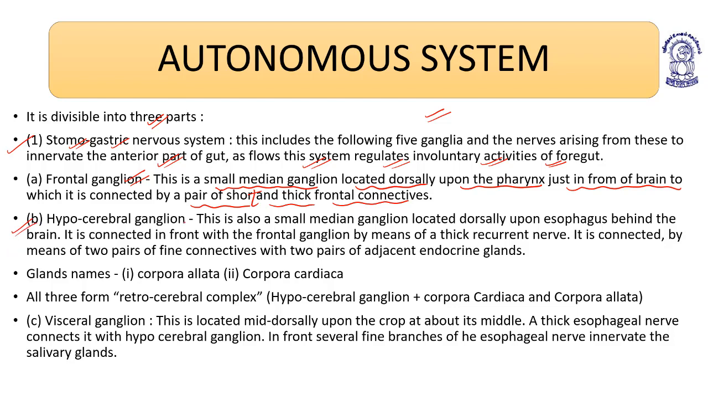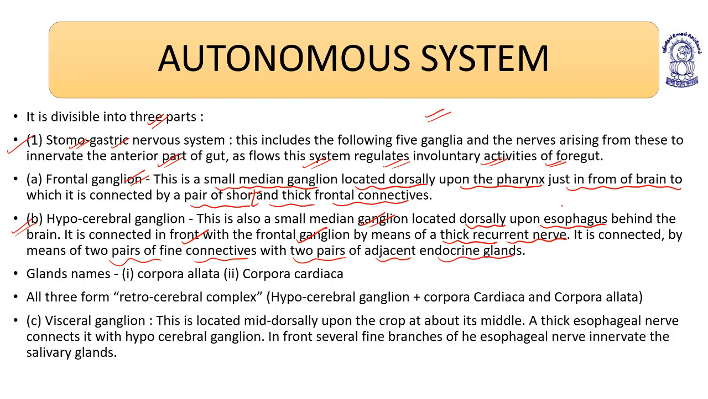Then the hypocerebral ganglion. This is also a small median ganglion, located dorsally upon the esophagus behind the brain. In front, it is connected to the frontal ganglion by means of a thick recurrent nerve. It is also connected by two pairs of fine connectives to two pairs of adjacent endocrine glands.